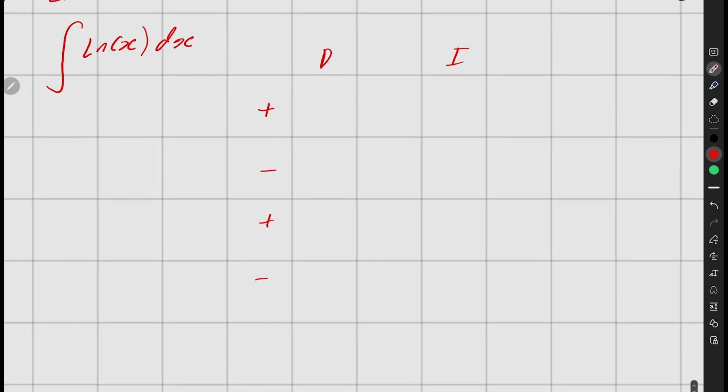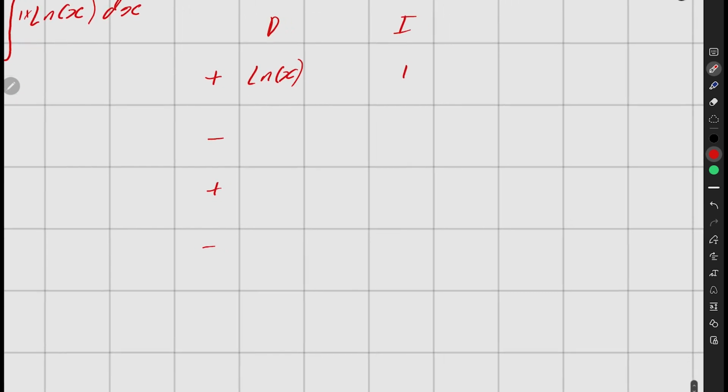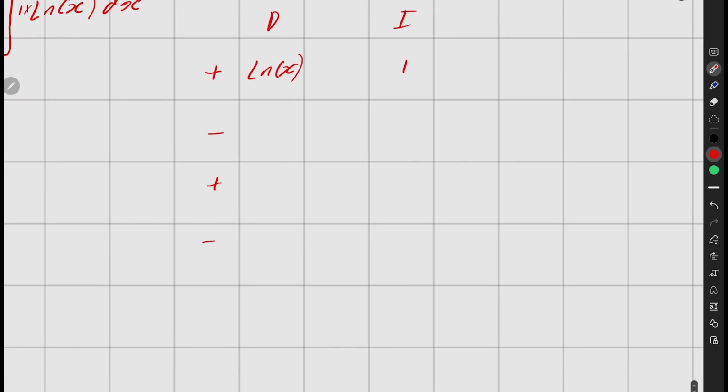So we need to set one function to integrate and one function to differentiate. Now again, we can see there's going to be an invisible 1 times ln of x. So we use the constant of 1. We can integrate that, but we can't integrate ln x. So we set the integral to 1, and we set the differentiating column to ln x. And after that, we go down one step, and we need to differentiate and integrate respectively. So ln of x differentiates to 1 over x, and 1 integrates to x.